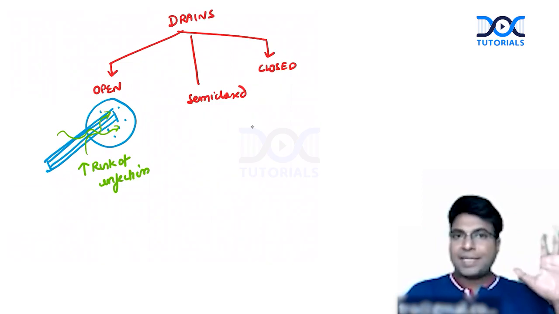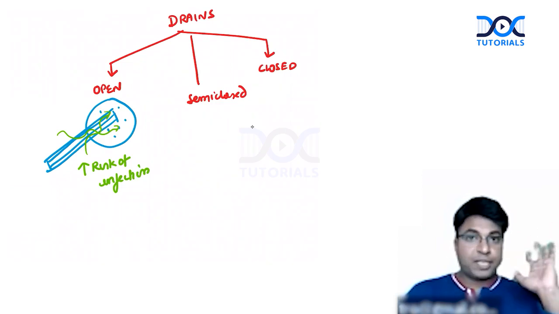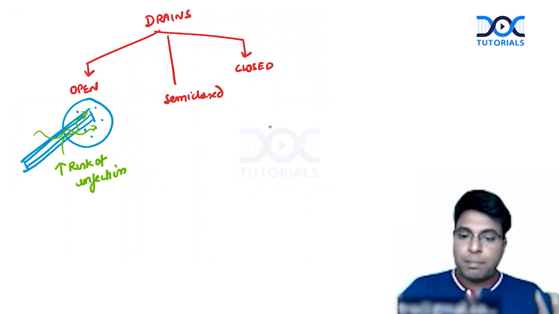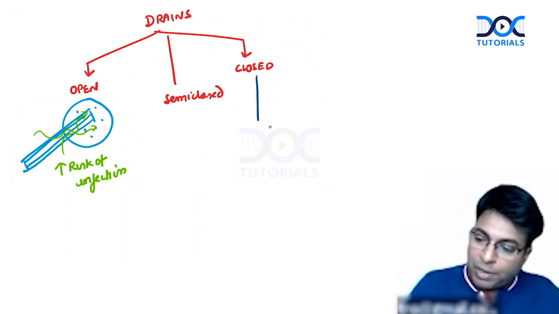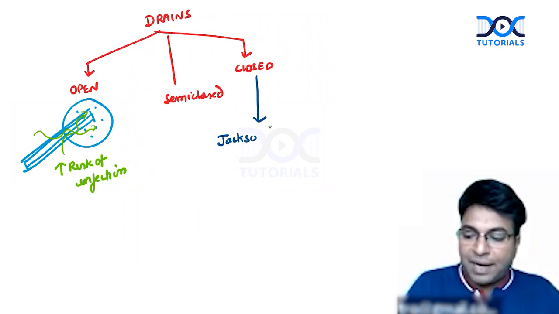Therefore, in practice, we are not using open drains in most places, especially when we are entering a cavity like the abdominal cavity or thoracic cavity. In all these places, we use closed drains only nowadays. Last year, we had a question on Jackson-Pratt drain. It is a closed drain.